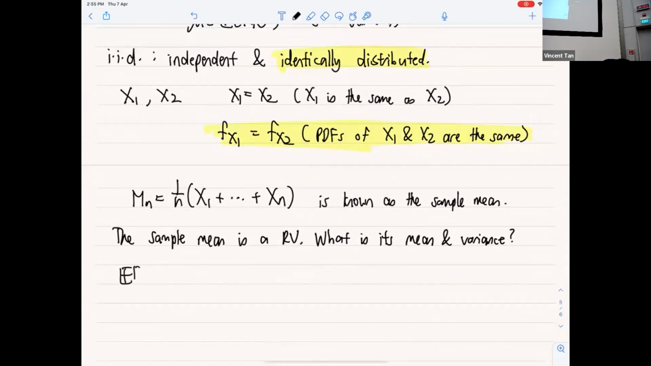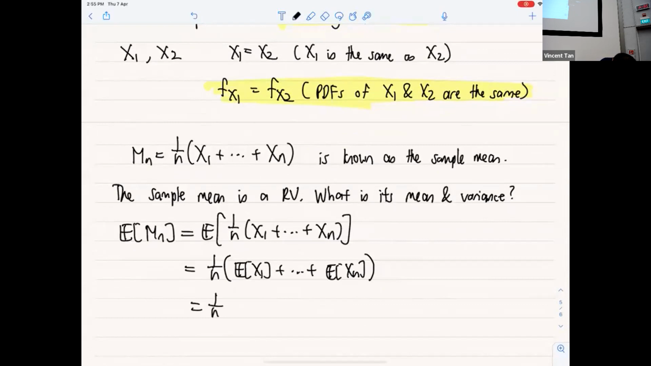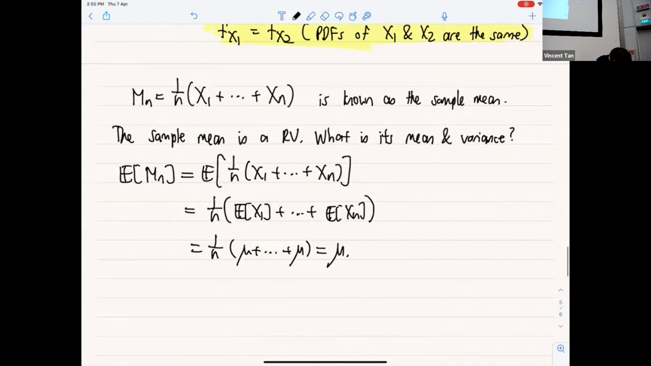So let's consider the expectation of the sample mean Mn. We have to do the expectation of 1 over n times (X1 plus dot dot dot plus Xn). By linearity, we can bring the expectations inside. Each one of these has expectation mu, so mu plus dot dot dot plus mu, and there are n of them, so this is mu. So the sample mean is exactly the mean.